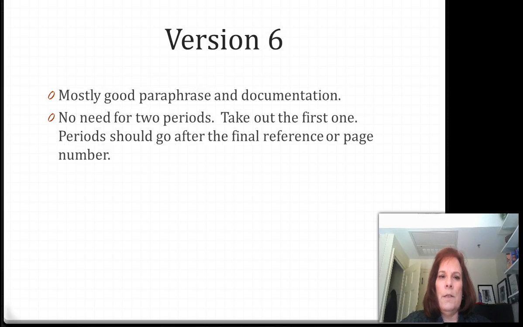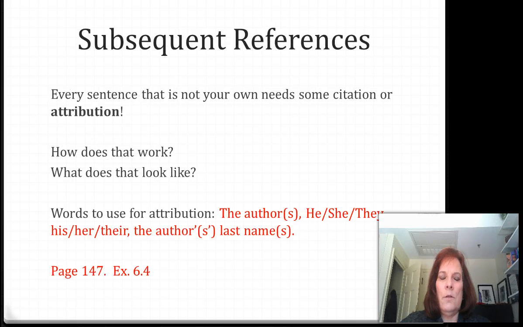Finally, version 6 is actually pretty good. It's mostly a good paraphrase and documentation. The thing is, he doesn't need two periods. Look at the end. There's a period after the sentence, and then there's another period after the citation. You don't need that. Okay, I hope this has been helpful. Just understand that documentation is more than just where you put the author's name. It has to do with other issues as well.